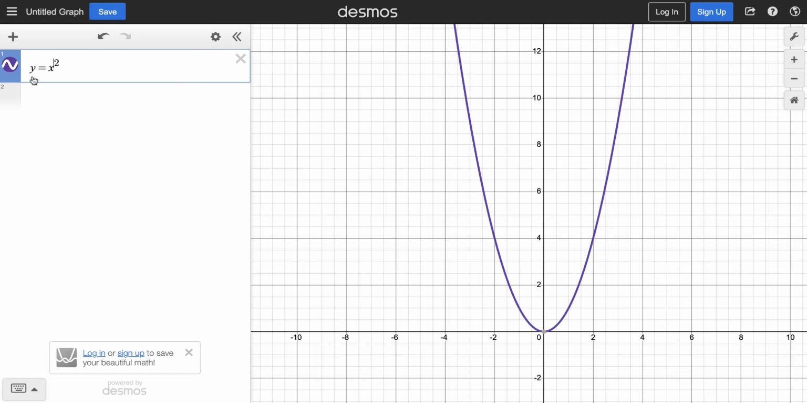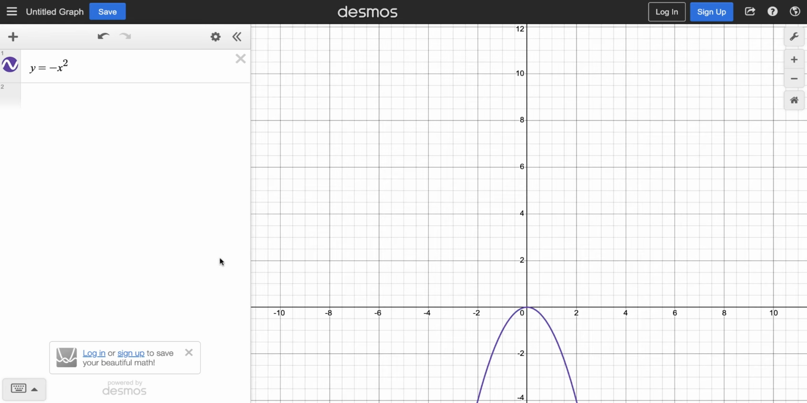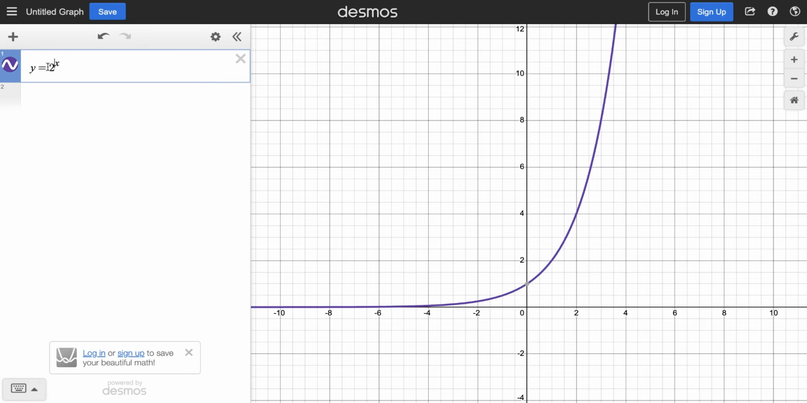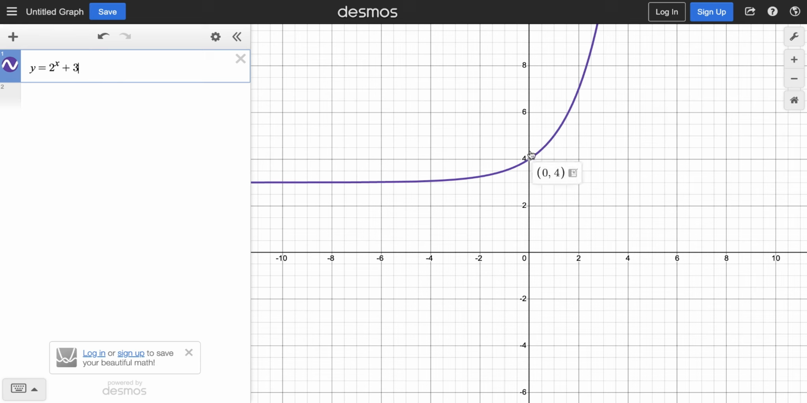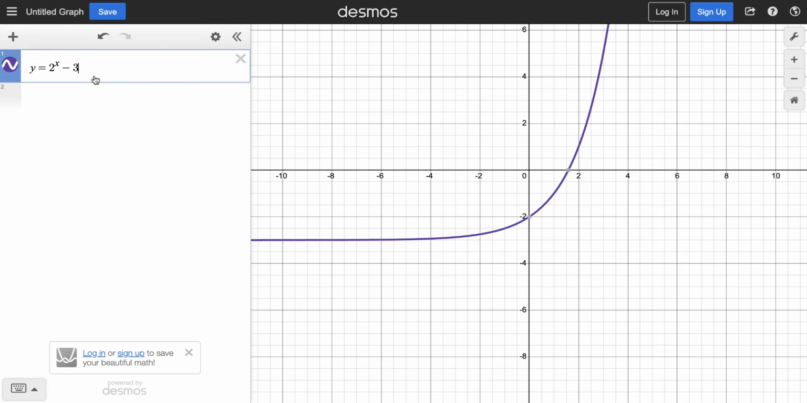And also remember that if I put a negative sign in the front of it, it just flips it, basically reflects it about the x-axis. Now, if I have y is equal to 2 to the x, if I put a negative sign in the front of it, likewise, it flips it about the x-axis. If I add 3 to it, it moves it up 3 units. If I subtract 3, it moves it down 3 units.